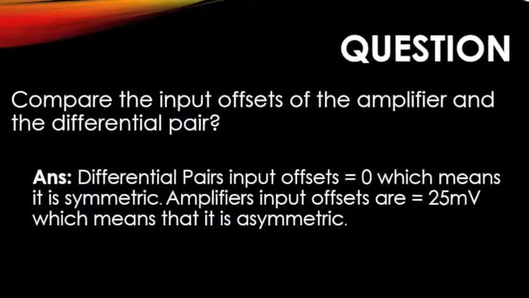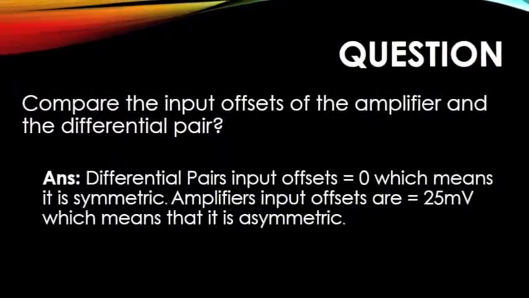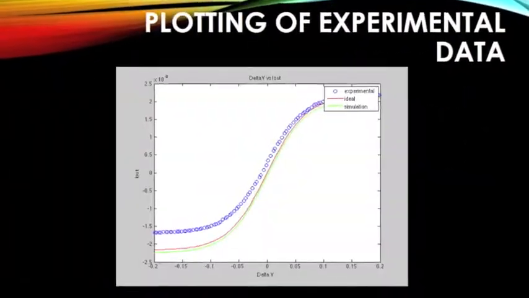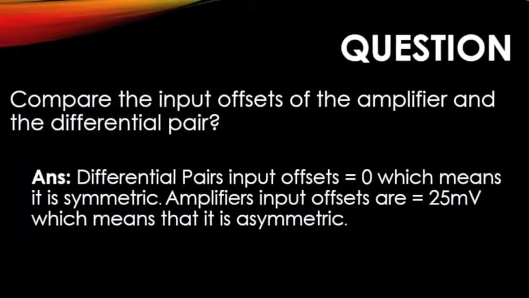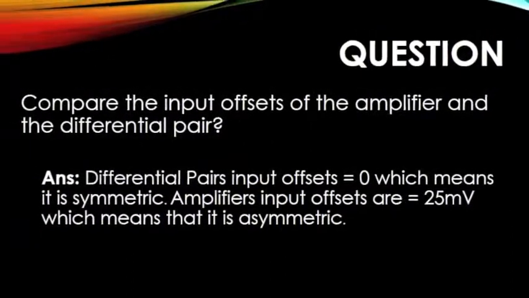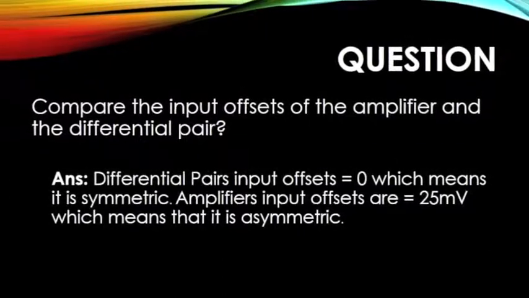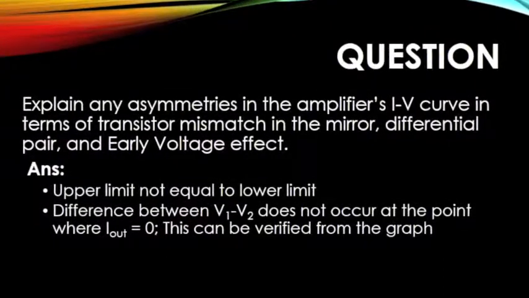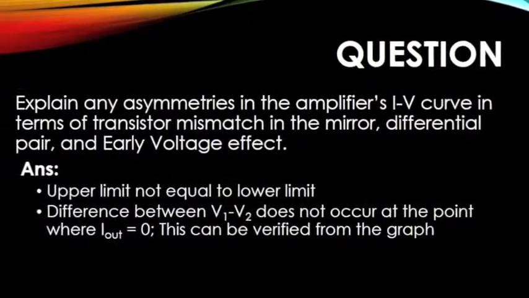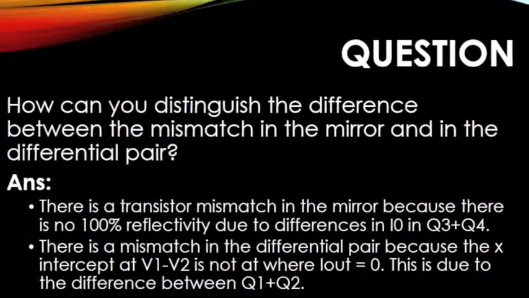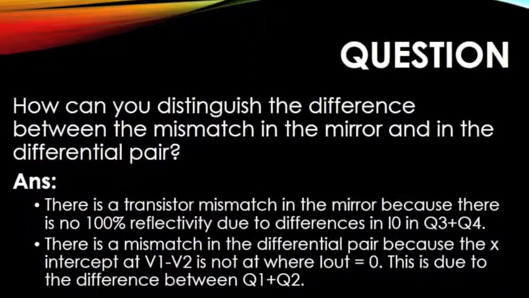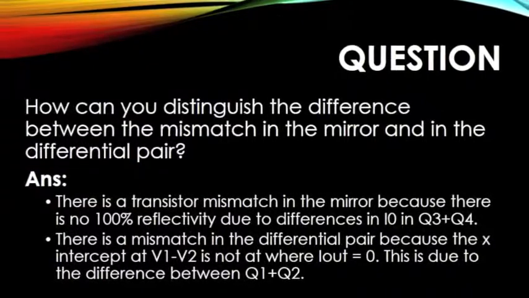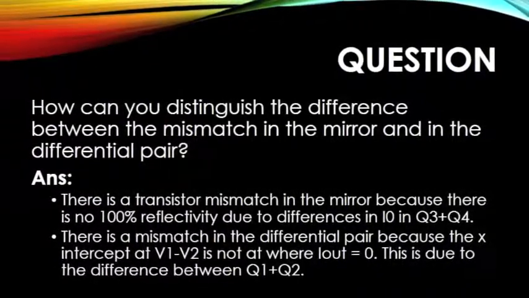Let's take a moment to look at the plots of the differential amplifier and the transconductance amplifier. We notice that Iout is not equal to 0 when delta V equals 0, which means that they are asymmetric and have an offset of 25. The asymmetries plus transistor mismatch can be explained by considering the current mirror. In reality, the mirror does not have 100% reflectivity, probably due to differences in I naught. Thus, this makes the current produce a mismatch in M3 and M4. As stated before, delta V does not coincide at the point where I naught equals 0.